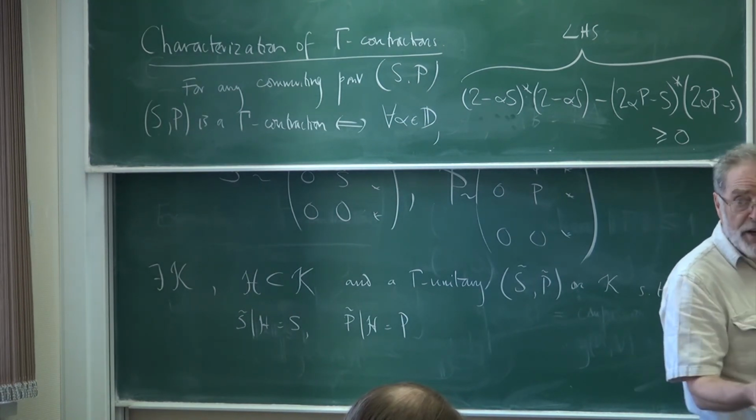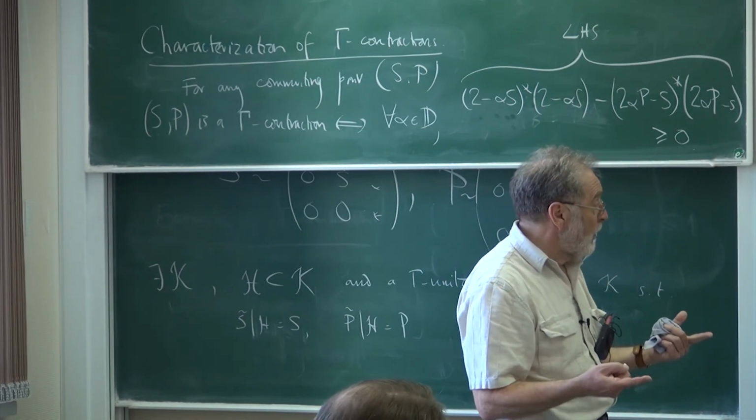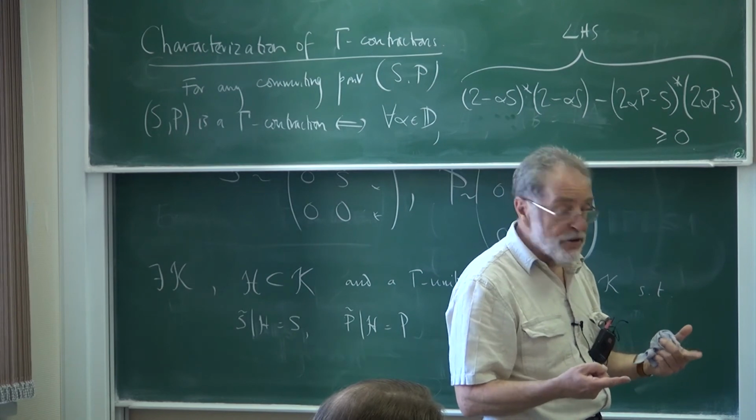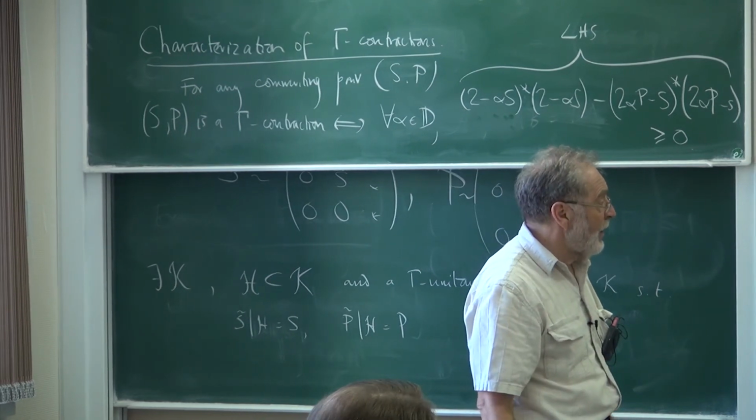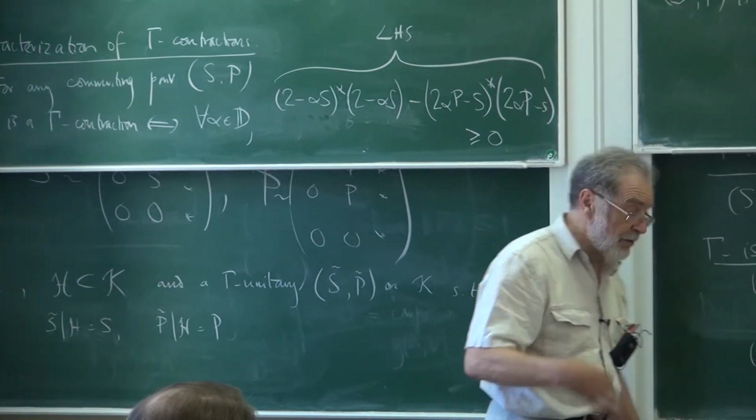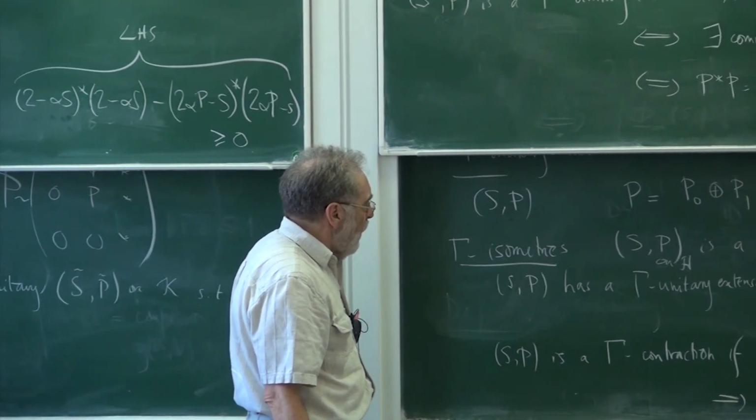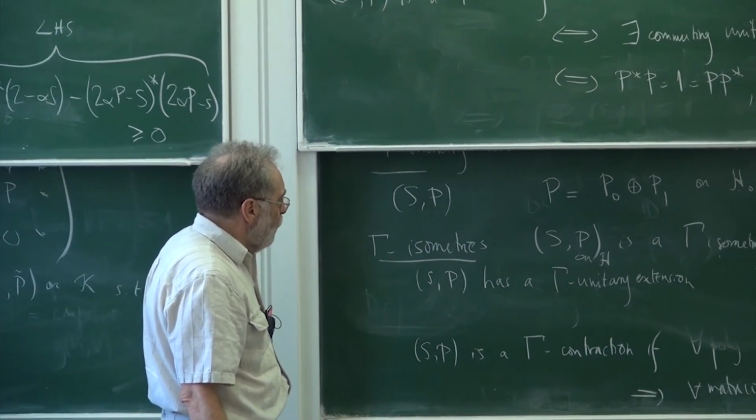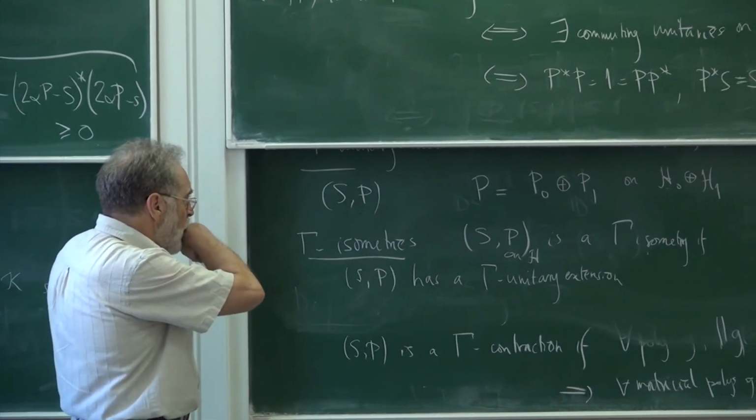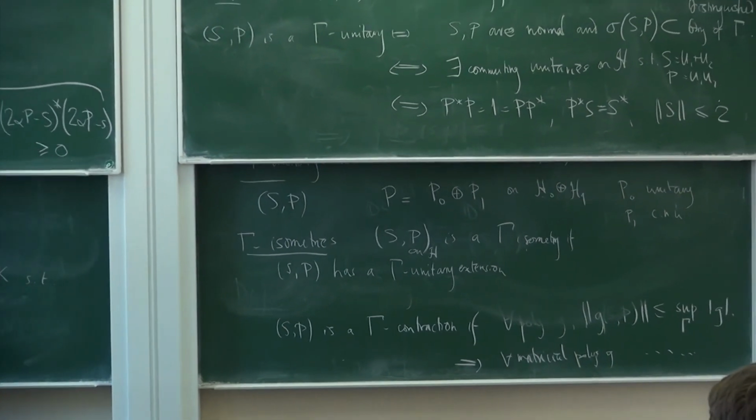Clearly, for the analogous statement for a single operator T, if you have an operator T which has a unitary extension, then T must be an isometry. It's a restriction of the unitary to an invariant subspace. So it's an isometry. So let's take that to be the definition.